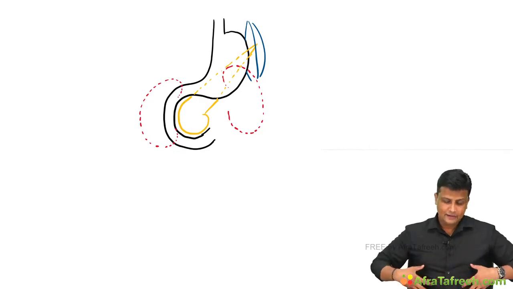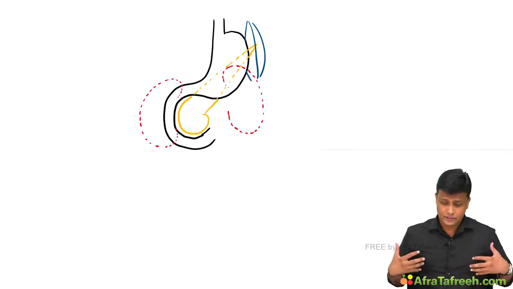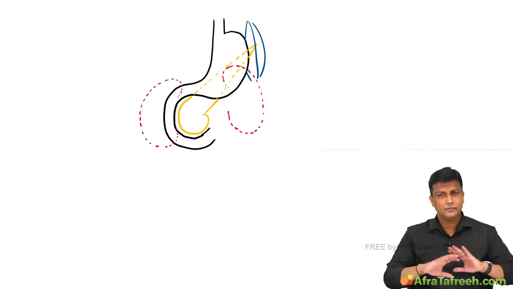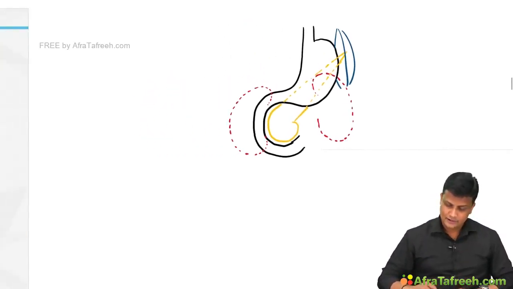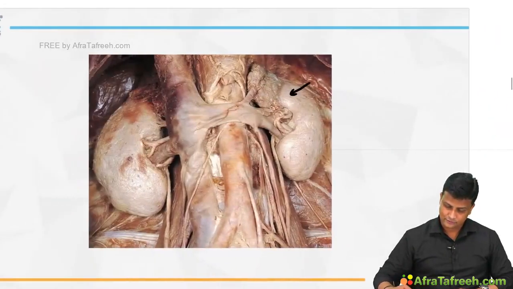Both the kidneys are drawn in dotted lines. Why? Because they are present behind, guys. Just this simple diagram, and you can easily tell the relations. How? I'll tell you. Now, let's directly do it in the cadaveric image only.